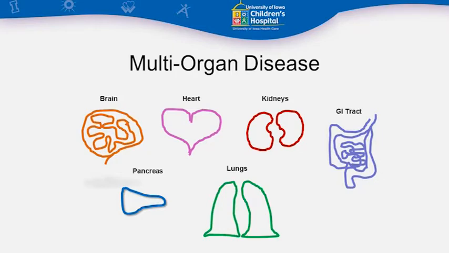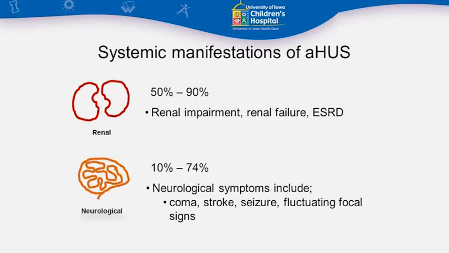The brain, the heart, the kidney, the GI tract, certainly the lungs and the pancreas also can potentially be affected in this disease. As best as we know, the kidneys are affected in 50 to 90% of children or patients. And it is unfortunate that we have to leave that wide range of 50 to 90%, but that really is as best as we know. Obviously, as a nephrologist, I see plenty of children with atypical aHUS have their kidney affected, and I would say I'm probably on the 90% end.